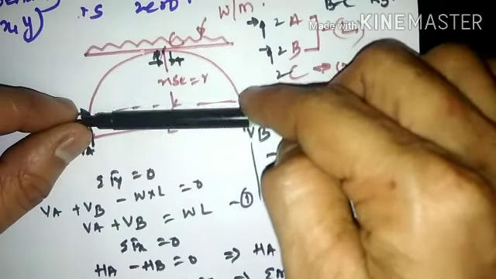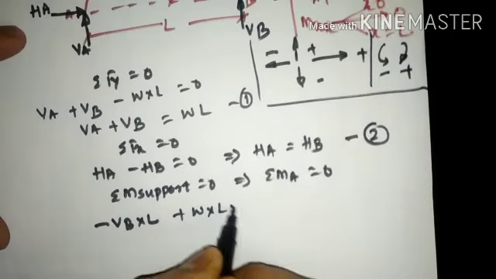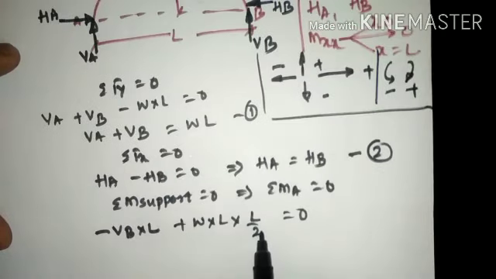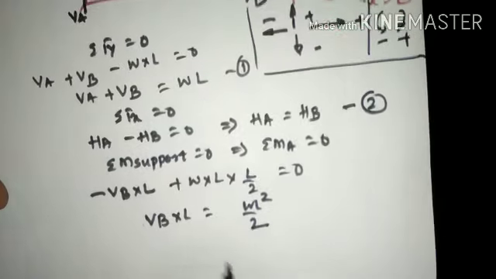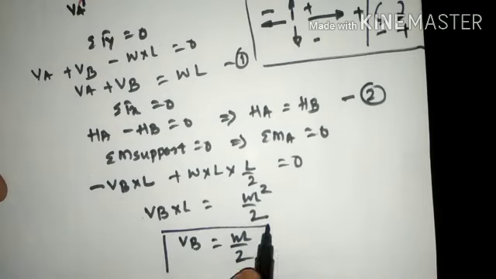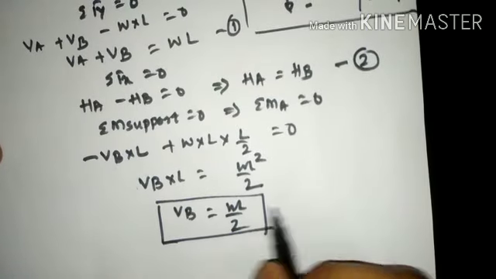Then with reference to A, the UDL has been placed on the top, it shall rotate in clockwise direction, plus W into L into L by 2, that is equal to 0. L by 2 is nothing but the CG of the load, L is the total length of the load and the magnitude of the load is W. So reframing this equation, VB into L will be equal to WL square by 2. So VB will be equal to WL by 2. This is the first unknown that we have calculated.